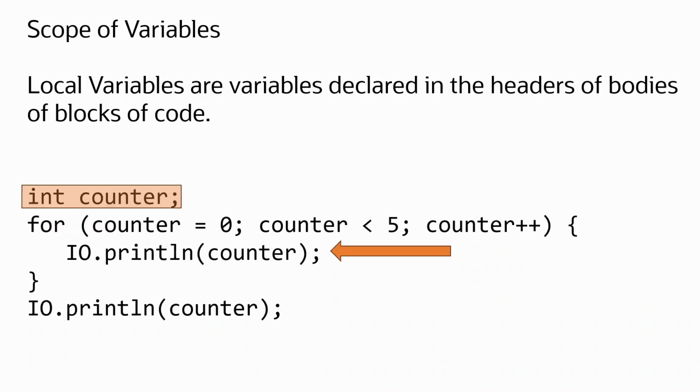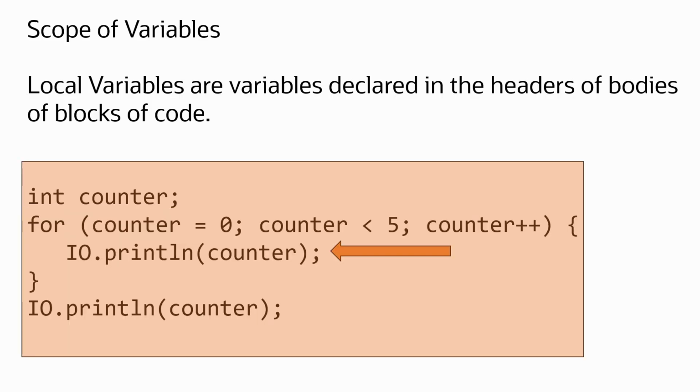We can fix this by declaring counter ahead of the for loop. And now counter will exist for the entire block of code, and you can print it inside the for loop as well as outside the for loop.